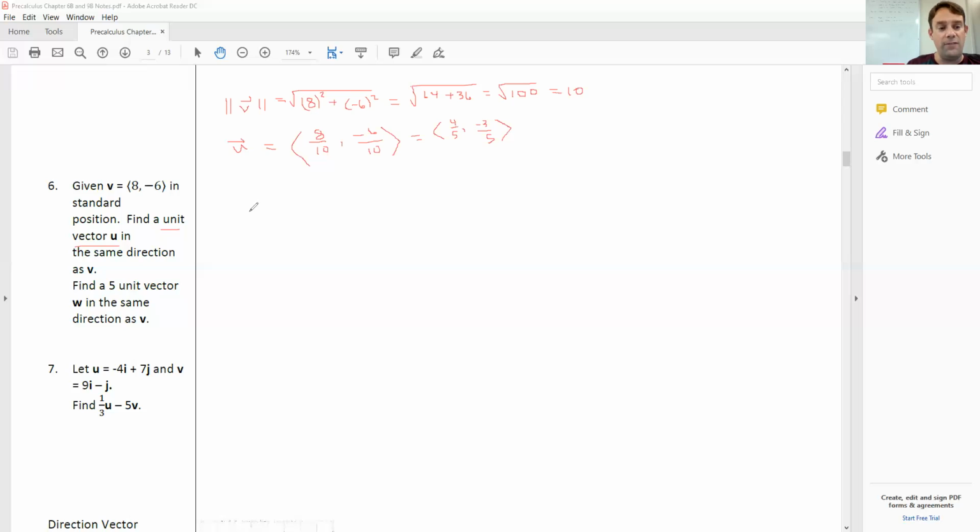Last thing, find a 5-unit vector W in terms of V. All right, so W is going to be 5 times whatever U was. So 4/5 and -3/5. So that means it's going to be 4, -3.